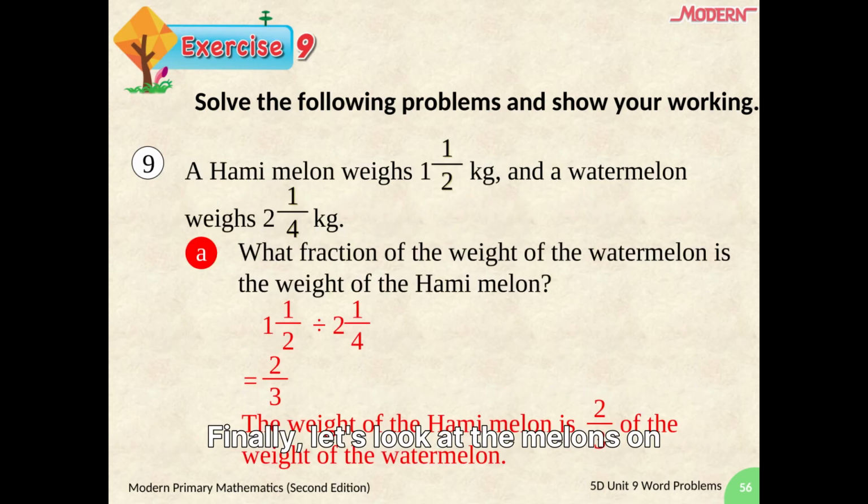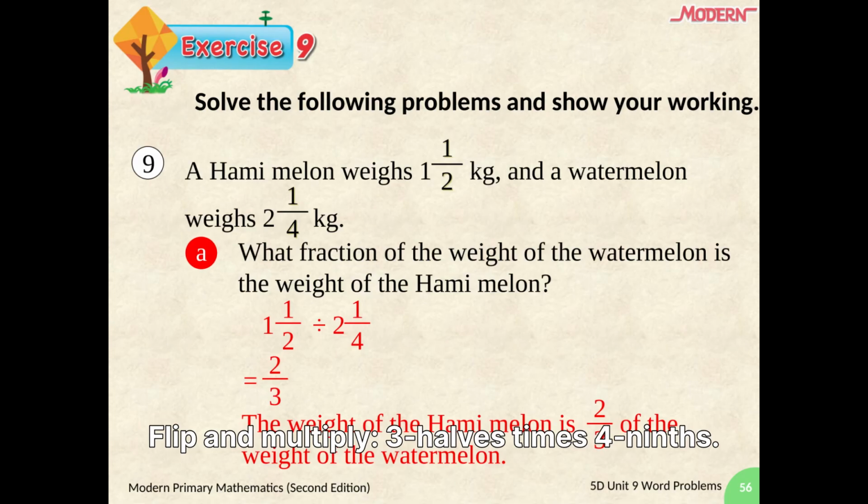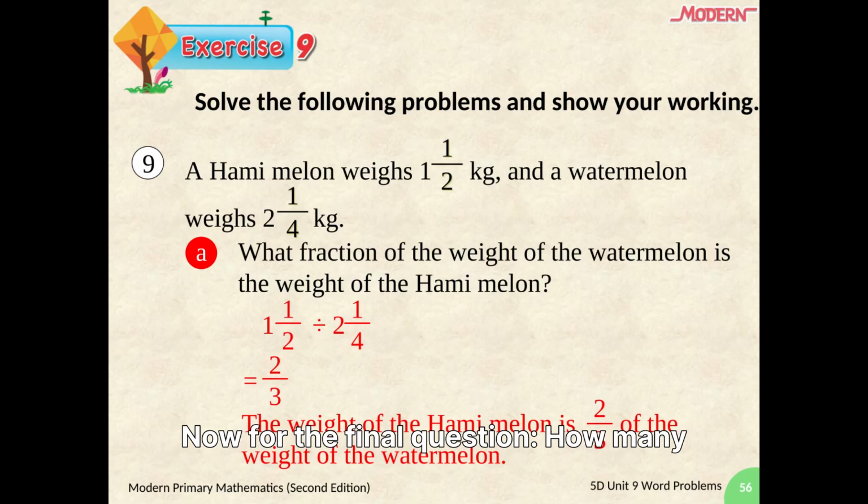Finally, let's look at the melons on pages 56 and 57. A hammy melon is 1 1/2 kg, and a watermelon is 2 1/4 kg. What fraction of the watermelon is the hammy melon? Our thinking way is hammy divided by watermelon. Convert them. 3/2 divided by 9/4. Flip and multiply. 3/2 times 4/9. Simplify to get 2/3. Now for the final question.